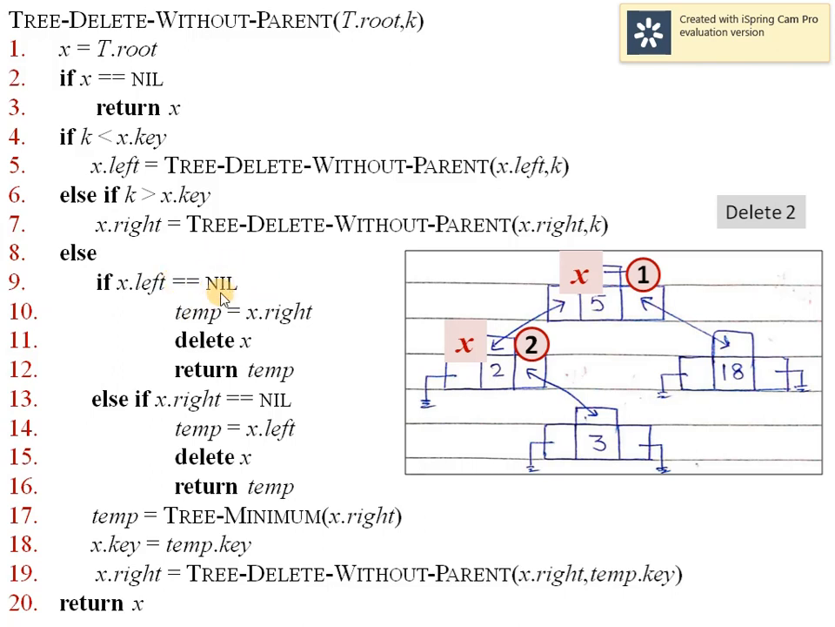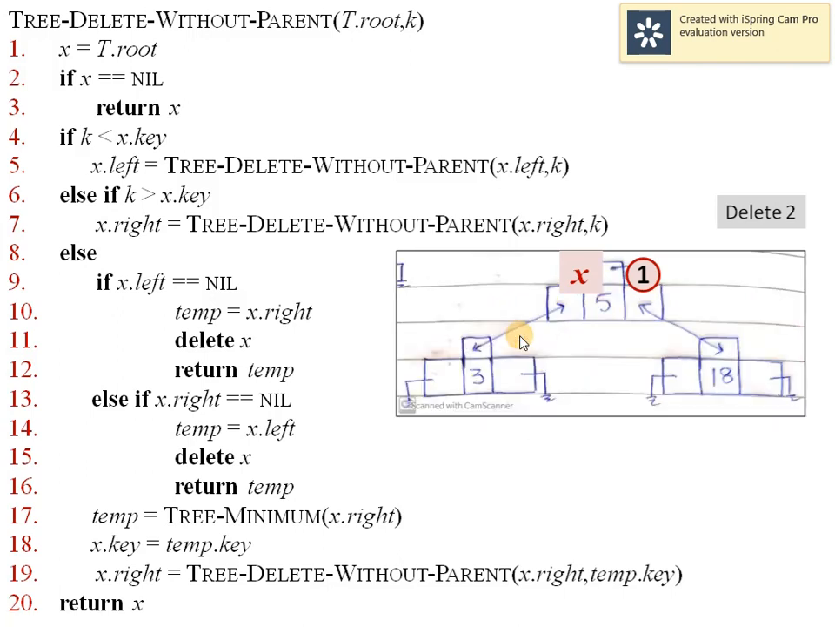Left of x is null, so temp equals x dot right. That means in this case temp will point to this node. We will delete x, so that this node will be deleted and this node will be returned, and now it is used to update the left pointer of 5. So after the execution of the second recursive call of the function, the structure of the binary search tree gets modified. And now again we will return the root from this function. So with this we have completed the deletion of 2.